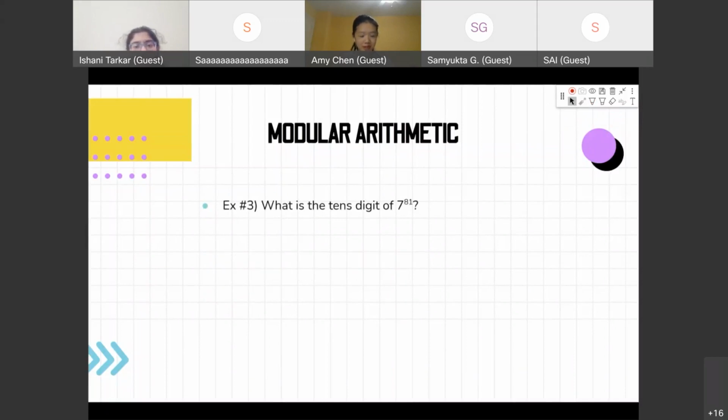Okay, this one is a little bit different. It's not asking about the units digit. So what is the tens digit of 7 to the 81? For this one, just do the same thing you've been doing previously. Don't be afraid of saying tens digit or whatever. Just look for patterns.